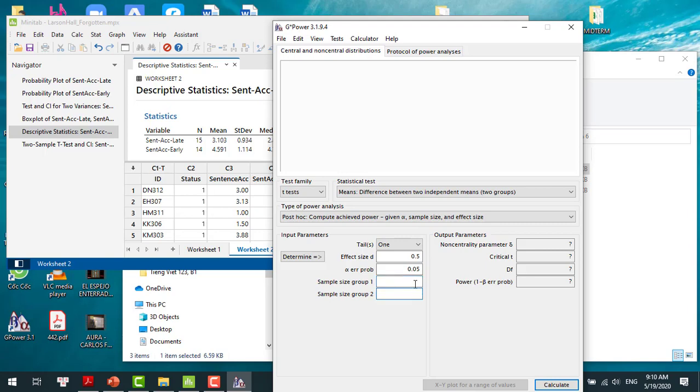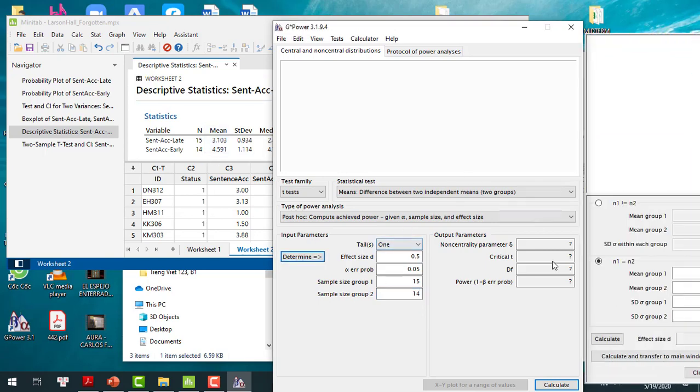Okay, so here group 1, let's make that the late group, is going to be then 15, and then the early group is going to be 14. Okay, we have to enter everything in the right order. So group 1 is going to be the late group, and group 2 is going to be the early group.